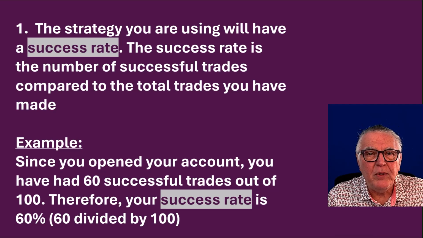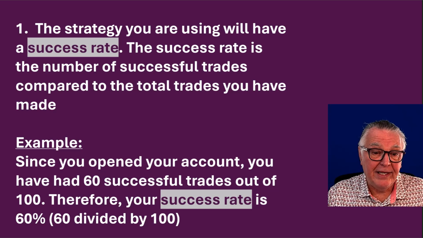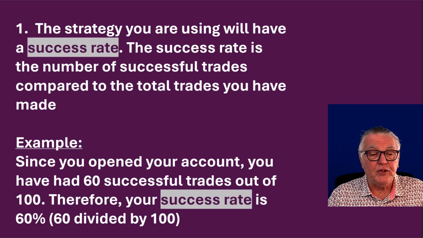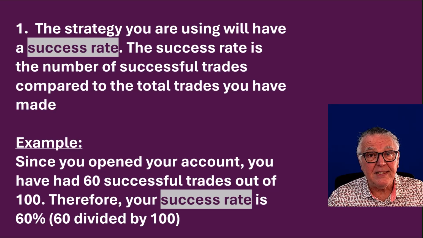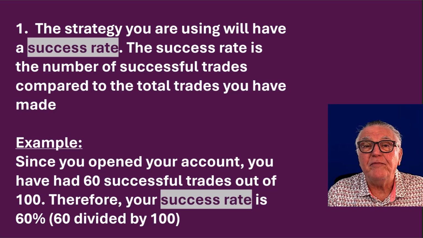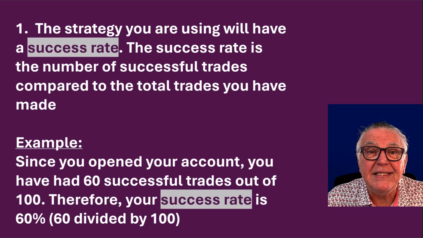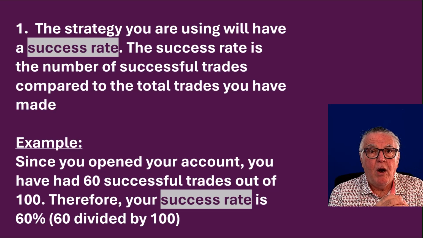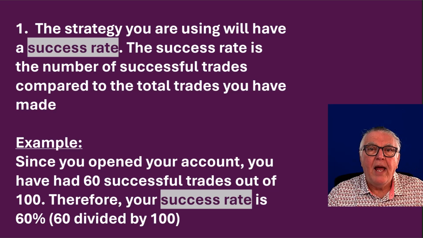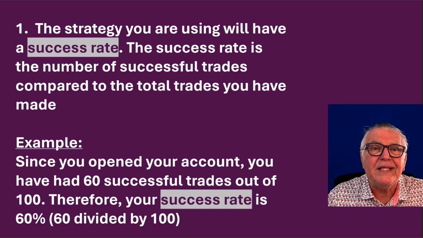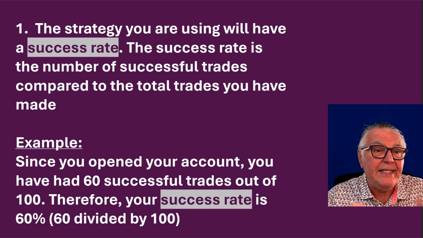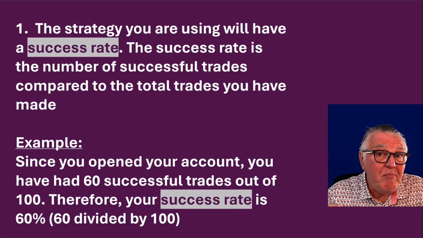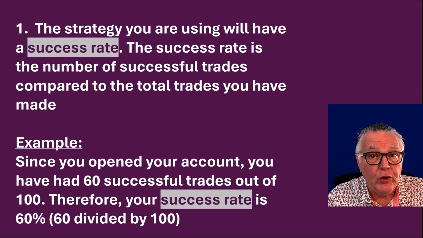So in the example that I mentioned there, if you opened an historic account, you will have, let's say, 60 successful trades out of 100, and this is just an example. That means very simply that you've had a 60% success rate. So that's the one component of successful trading. And by the way, the videos that follow will give you incredible ideas on how to increase your success rate or to manage your success rate at the level you want it to be.